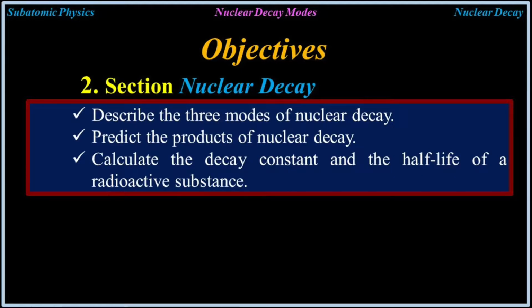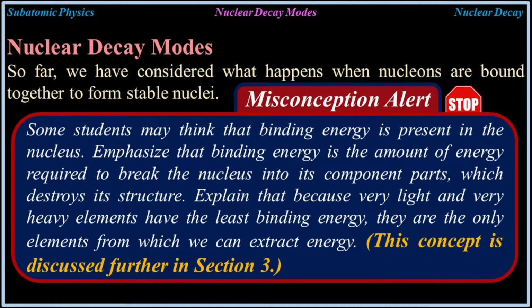Section 2, nuclear decay. Describe the three modes of nuclear decay, predict the products of nuclear decay, and last, calculate the decay constant and the half-life of a radioactive substance. Nuclear decay modes. So far, we have considered what happens when nucleons are bound together to form stable nuclei.